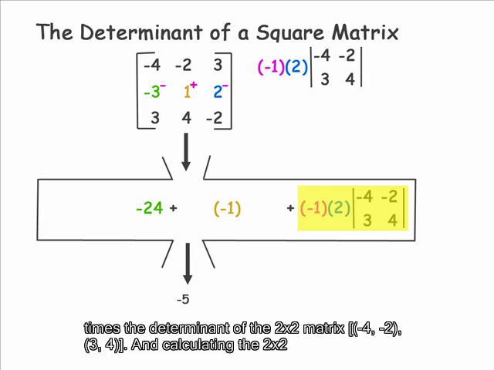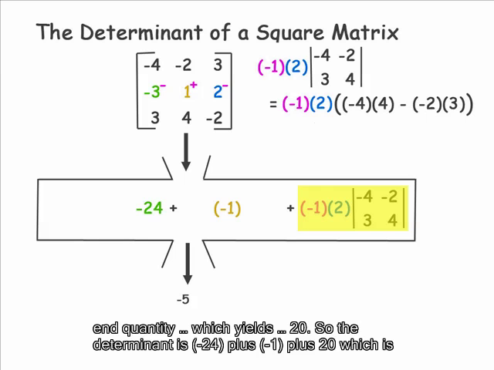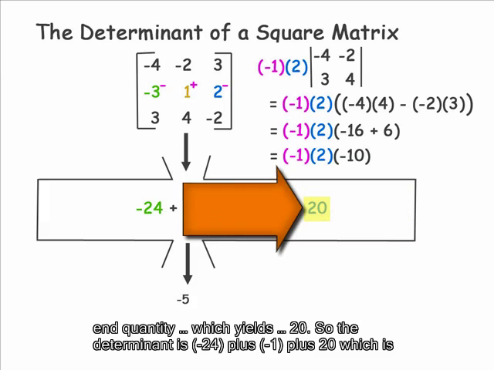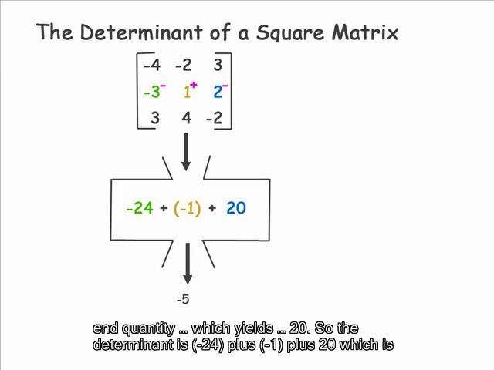-4, -2, 3, 4, and calculating the 2 by 2 determinant gives us -1 times 2 times the quantity, -4 times 4, subtract -2 times 3, which yields 20. So the determinant is -24 plus -1 plus 20, which is -5.